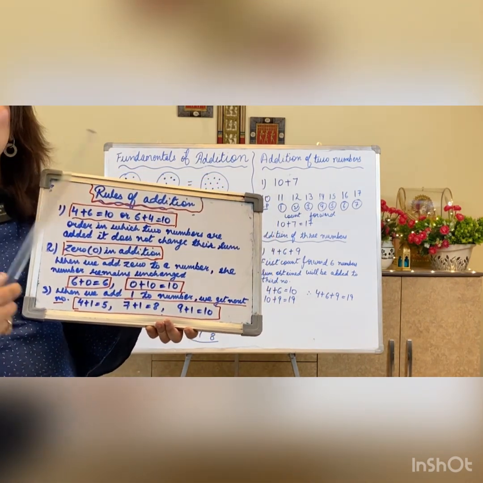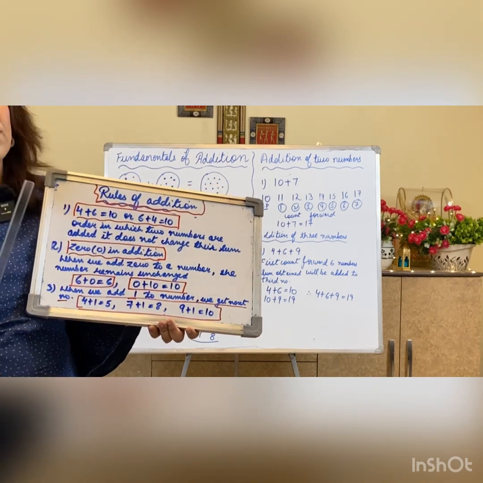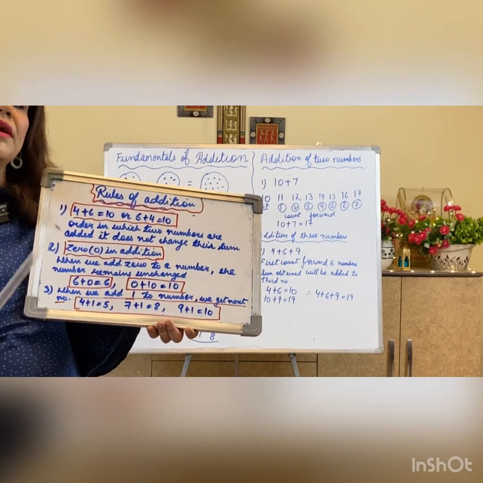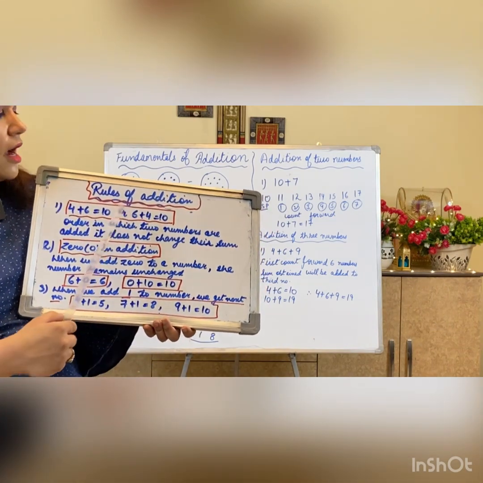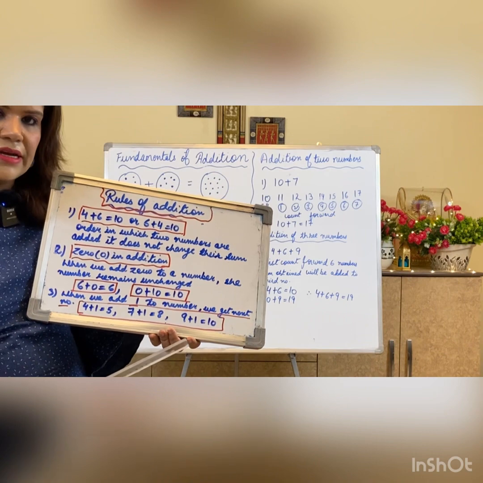You are counting forward. Whether you take 6 plus 4 or 4 plus 6, you will be counting forward in it. And however many numbers there are, you will keep on adding. So the sum won't get affected.